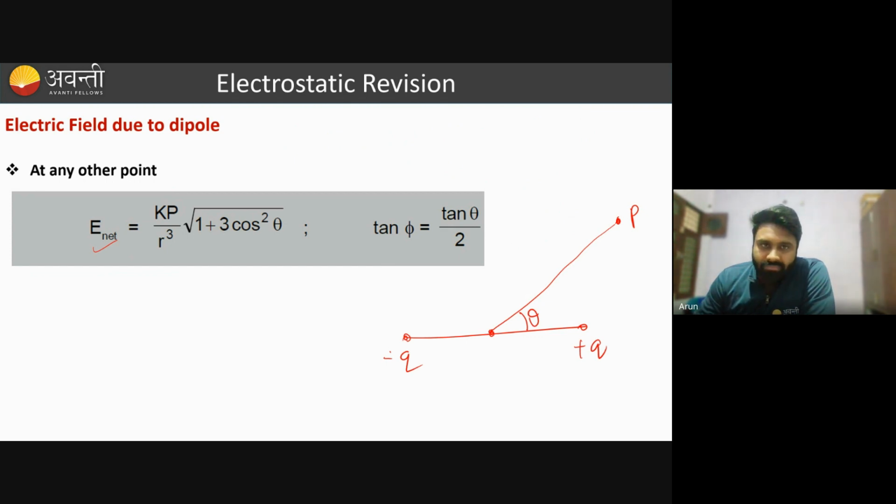Now, if we put theta equal to 0, it means that point P is on the axial position. So theta equal to 0 becomes cos 0, which is 1, giving 1 plus 3 into 1.